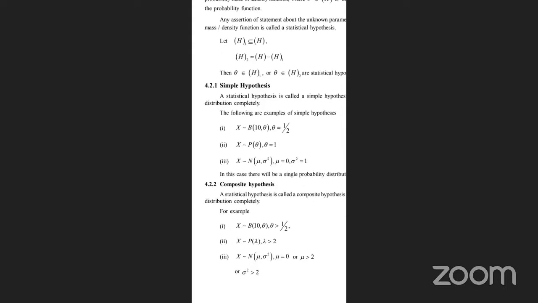In a composite hypothesis, the statistical hypothesis does not specify the probability distribution completely. That is, X follows B(10, theta) with theta greater than 1/2. So theta equal to 1/3 is a simple hypothesis, whereas theta greater than 1/2 is composite. Similarly lambda greater than 2, mu greater than 2, or sigma square greater than 2 are composite.